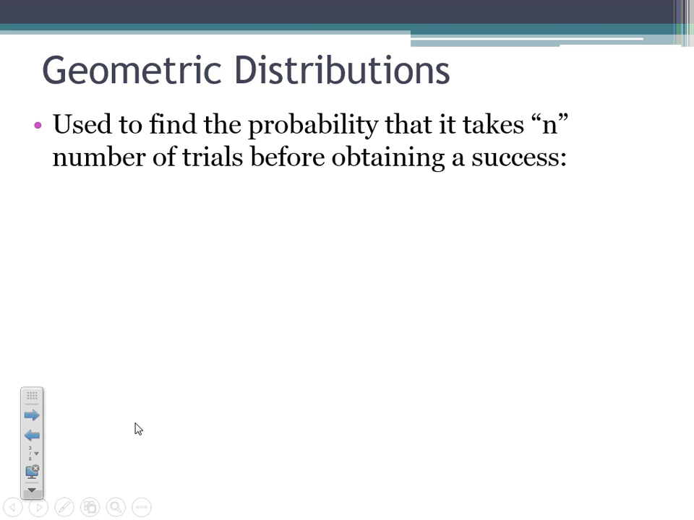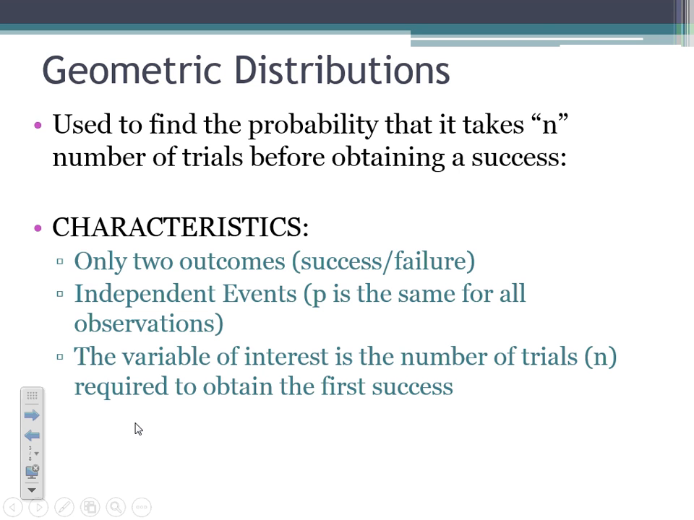All right. So a geometric distribution is used to find the probability that it takes a certain number of trials before we obtain a success. Okay? And again, we still have those same characteristics. We need only 2 outcomes, success and failure. We need independent events. And what changes is the variable of interest, right? We're no longer interested in a certain number of successes, but a certain number of trials before we get our first success. This is why we put binomial and geometric distributions together in the same chapter, because they're very much related to each other. Hopefully you can see that as we look at our example and the characteristics here.